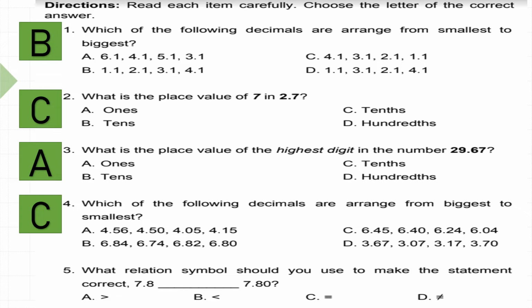So for number 5, what relation symbol should we use to make the statement correct? 7 and 8 tenths blank 7 and 80 hundredths. Is it A, B, C, or D? And the correct answer is letter C. That is equal. Okay? So 7 and 8 tenths is also known as 7 and 80 hundredths.